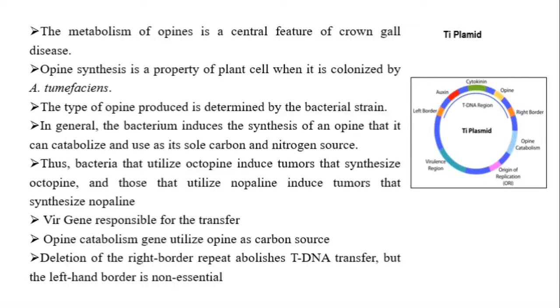The metabolism of opine is a central feature of crown gall disease, and opine synthesis is a property of a cell that is colonized with Agrobacterium tumefaciens. That means if a cell is colonized with Agrobacterium tumefaciens, the cell will produce opine. There are different types of opine, and the type of opine produced by the plant cell is determined by the bacterial strain, not the plant cell.